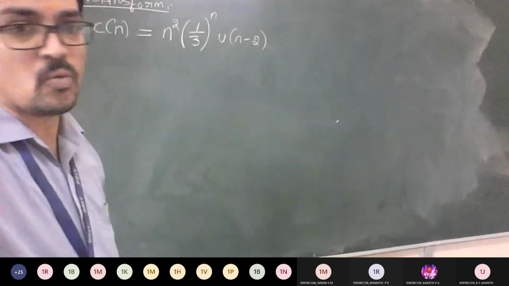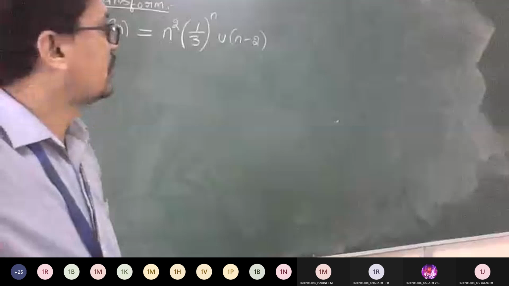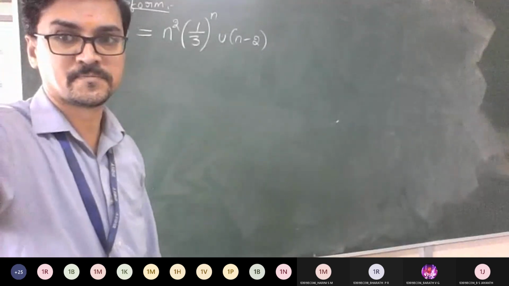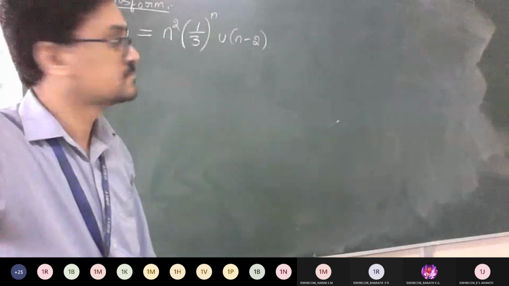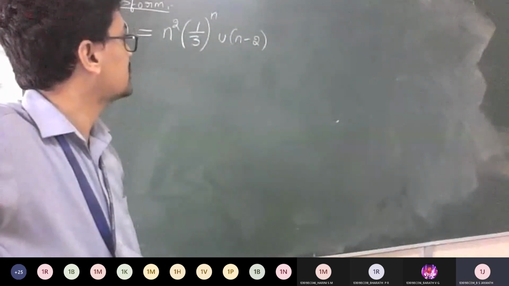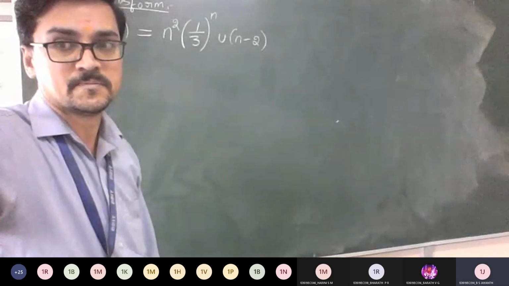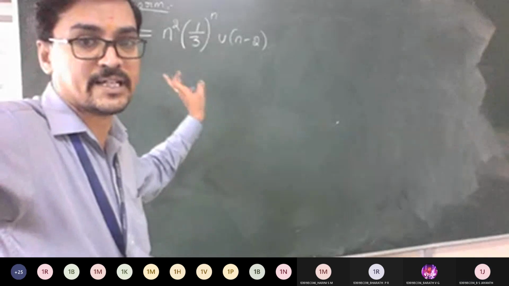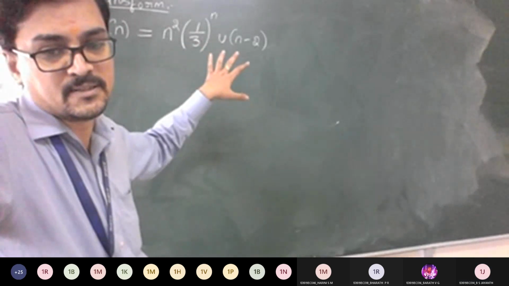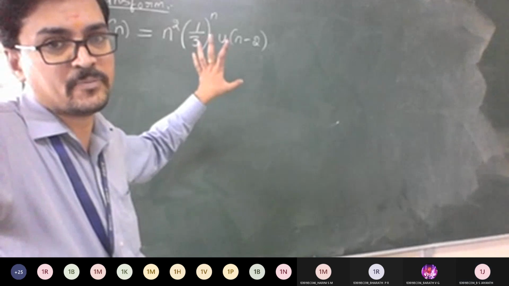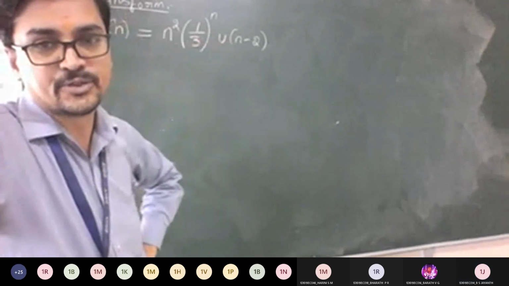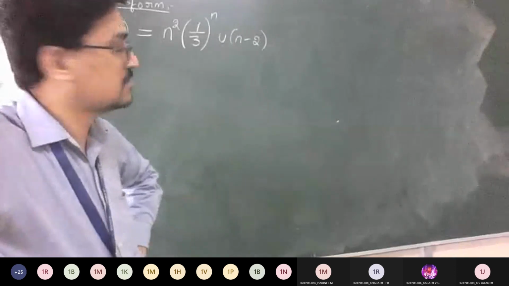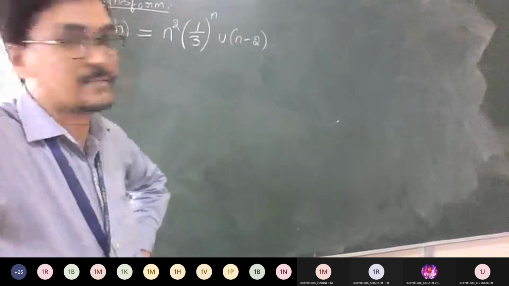N square is there, 1 by 3 to the power of n is there, u of n minus 2 is there. So now tell me how many properties you have here. 3, sir. So 3 properties, which are those? Differentiation property will come when it is in the form of n into x of n. So before that you need to make some manipulation such that you can use the property for this problem. If you make it to that form, then only you can solve further. So a power n is also there.